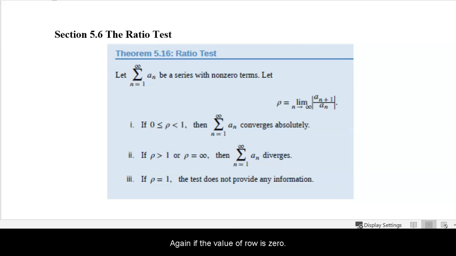Again, if the value of rho is 0 or less than 1, it definitely converges absolutely. If it's greater than 1 or goes to infinity, it definitely diverges. If the value of rho is 1, we have no idea, it's inconclusive, we must use a different test. Let's take a look at some examples of how to apply the ratio test.